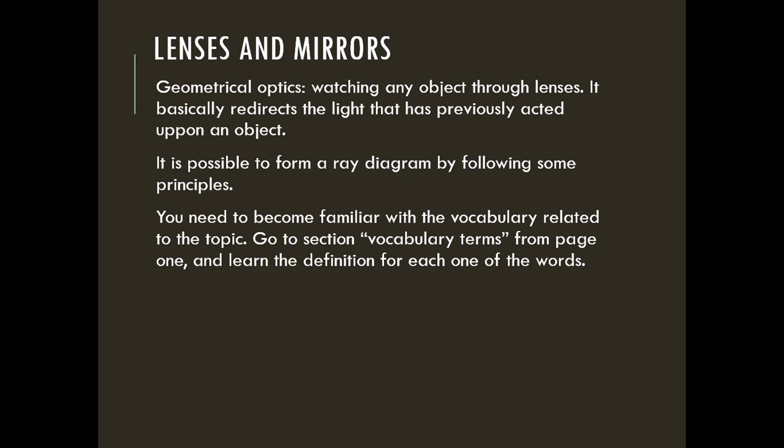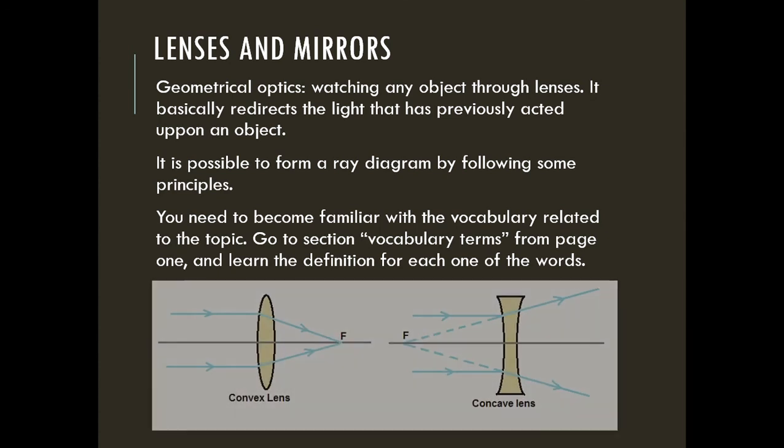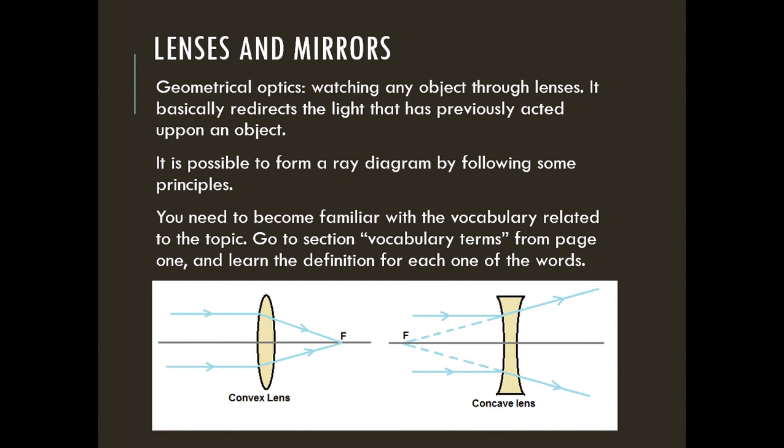You need to become familiar with the vocabulary related to the topic. So please go to the vocabulary terms section on page 1 and learn the definition for each one of the words. You will find some complex words in this topic, so it is important that you go to the vocabulary terms section in Agilex, so you can review all of the terms and have some background knowledge. Whenever we start to analyze and implement the terms from there, you have a better perspective and understanding of them.